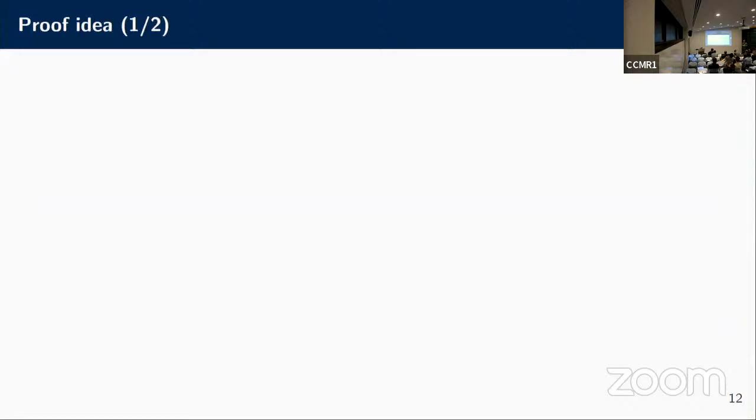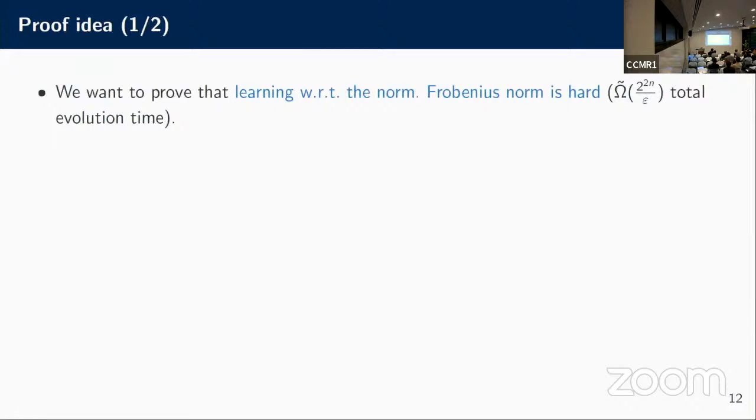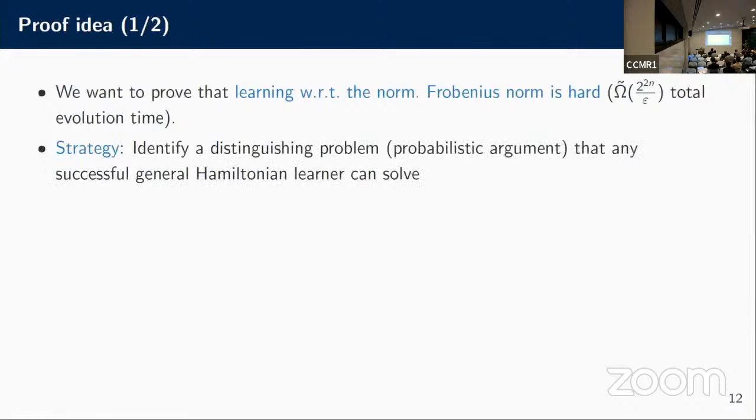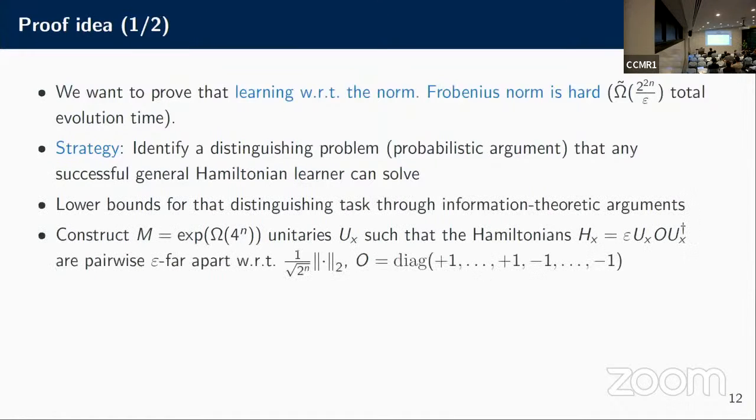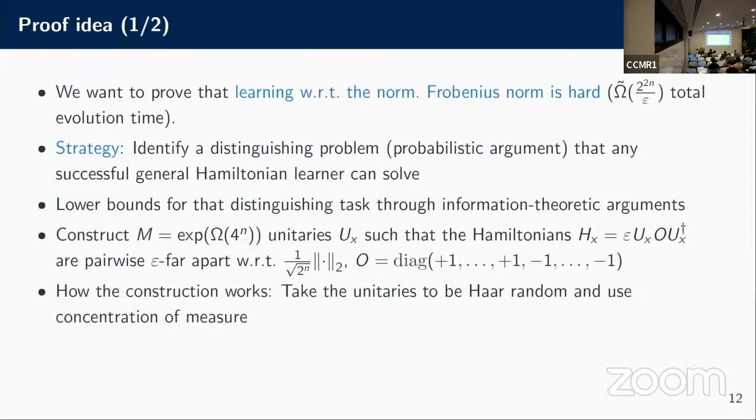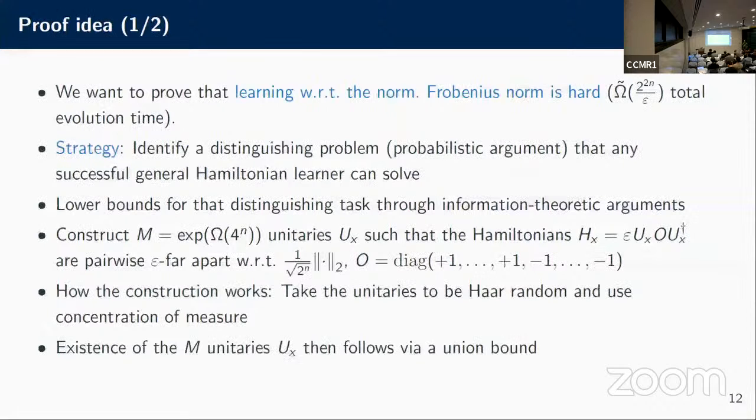And in the interest of time, let me shorten the proof idea a bit. Basically, the idea is the same. You want to identify a distinguishing problem that a successful general Hamiltonian learner can solve. You do it in a probabilistic way by taking unitaries U that you apply to a fixed operator that is half plus 1 and half minus 1, such that its trace is 0. And you also take them to be Haar random, and use concentration of measure to have a lot of Hamiltonians that look the same.